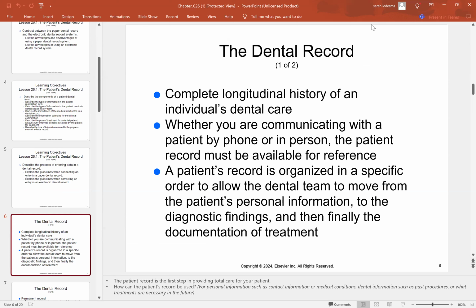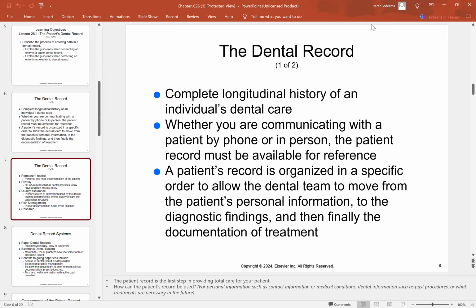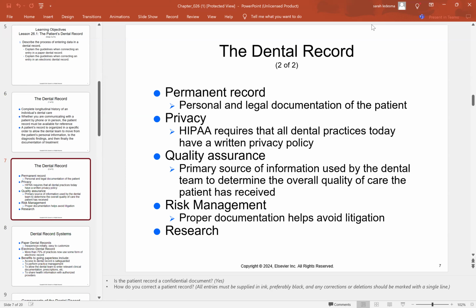A patient's record is organized in a specific order to allow the dental team to move from the patient's personal information to the diagnostic findings, and then finally, the documentation of treatment. The dental record is a permanent record, personal and legal documentation of the patient.